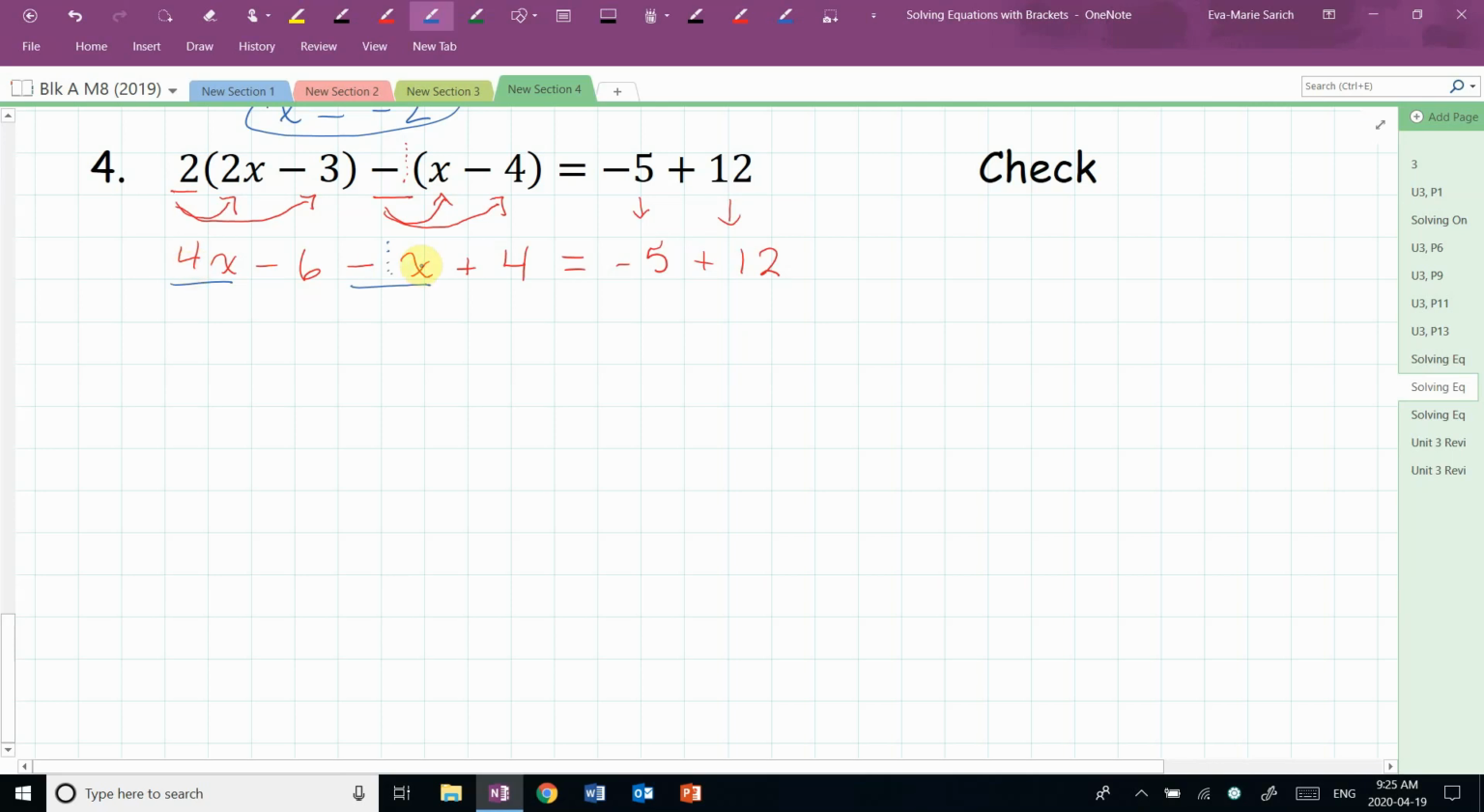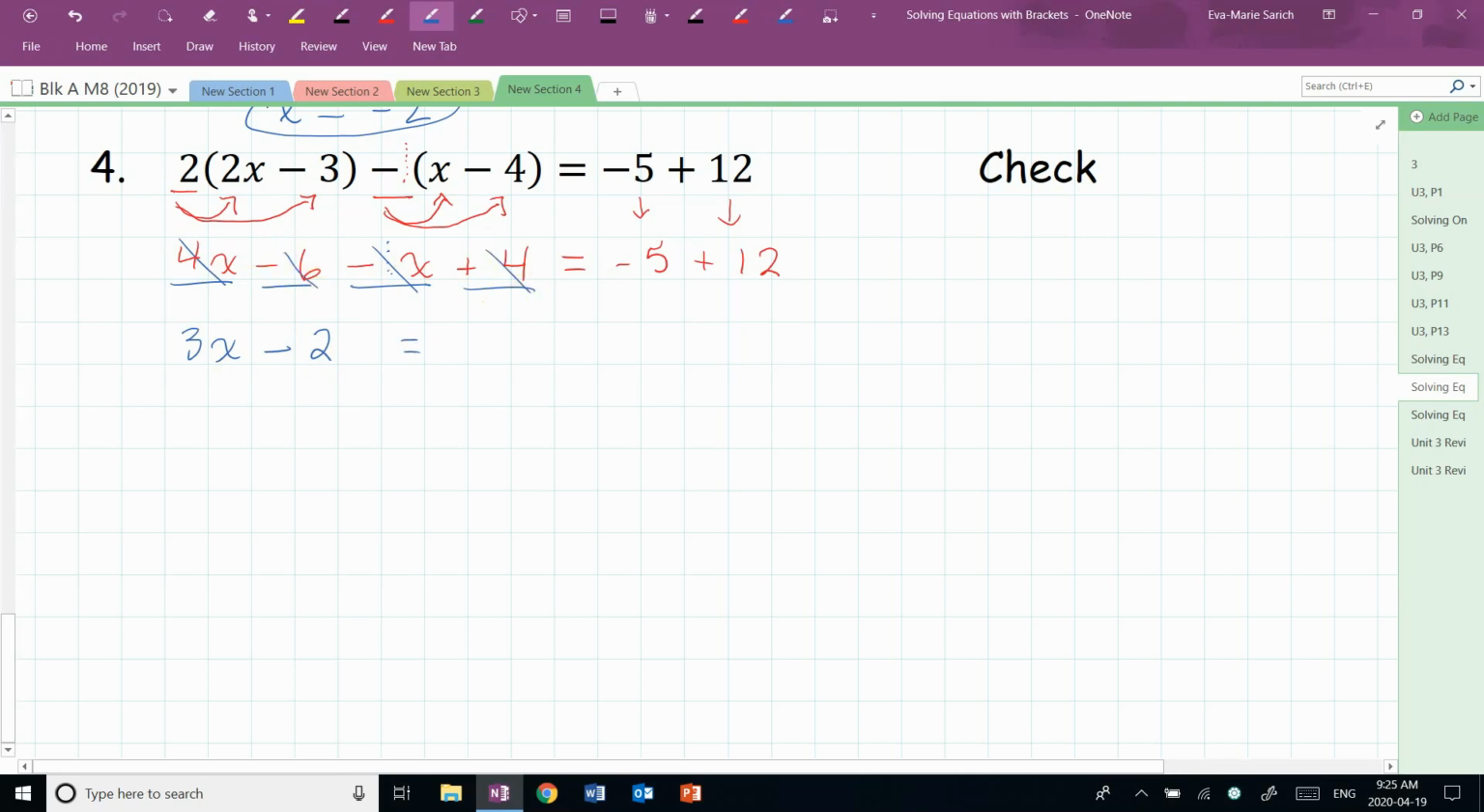So 4 minus 1 is going to give us 3 x's. Okay, put those together. Now we have -6, which is cold, +4, which is hot. Cold being warmed up, that's going to give us -2. All right, we've added our like terms on the left.